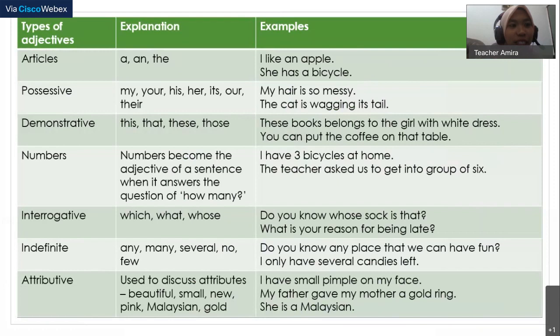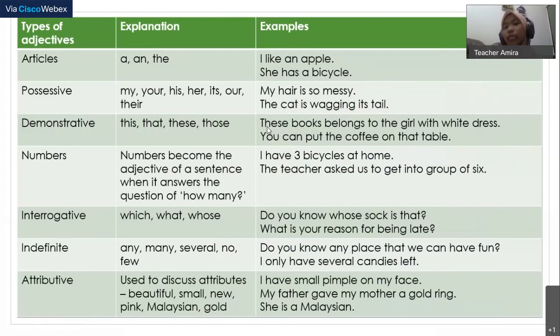Okay. Demonstrative adjectives. What are the demonstrative adjectives? So yes, just as what was asked before, the demonstratives are this, that, these, and those. The words this and that, the first two listed here, are used for singular nouns. And then the two later, these and those, are used for plural nouns. All right? Okay. So now we can take a look at the example.